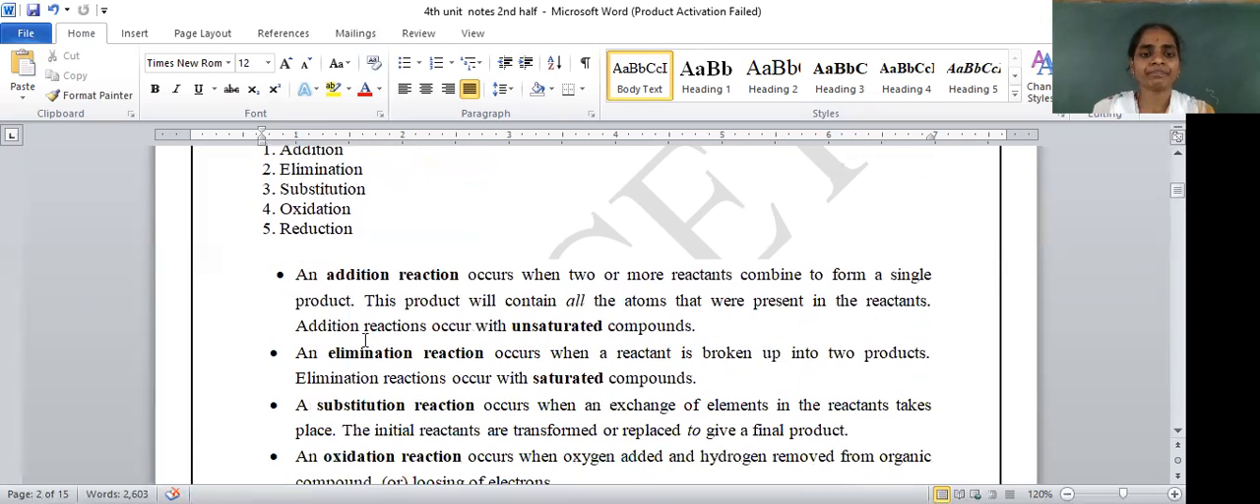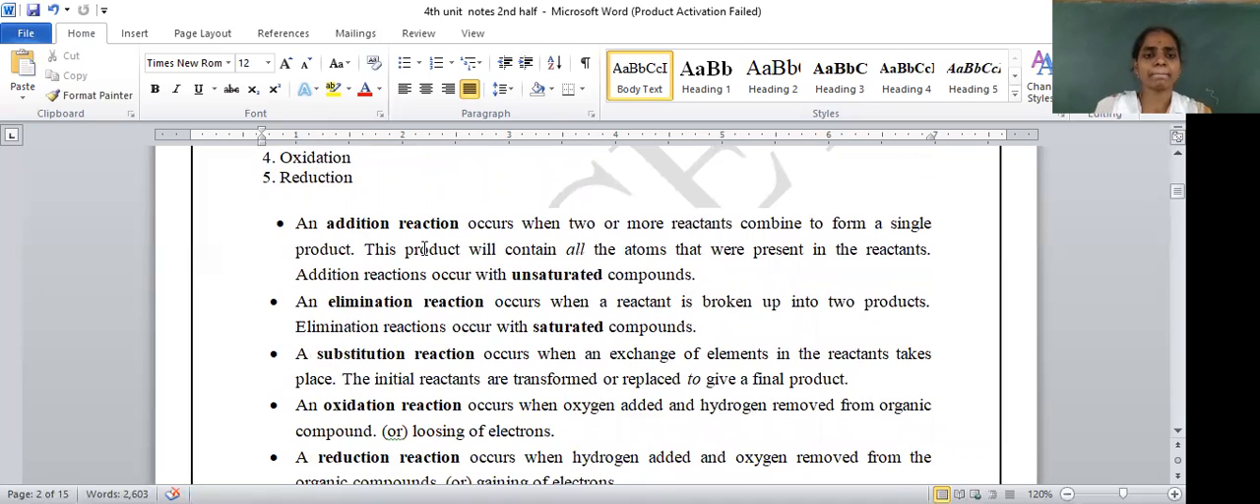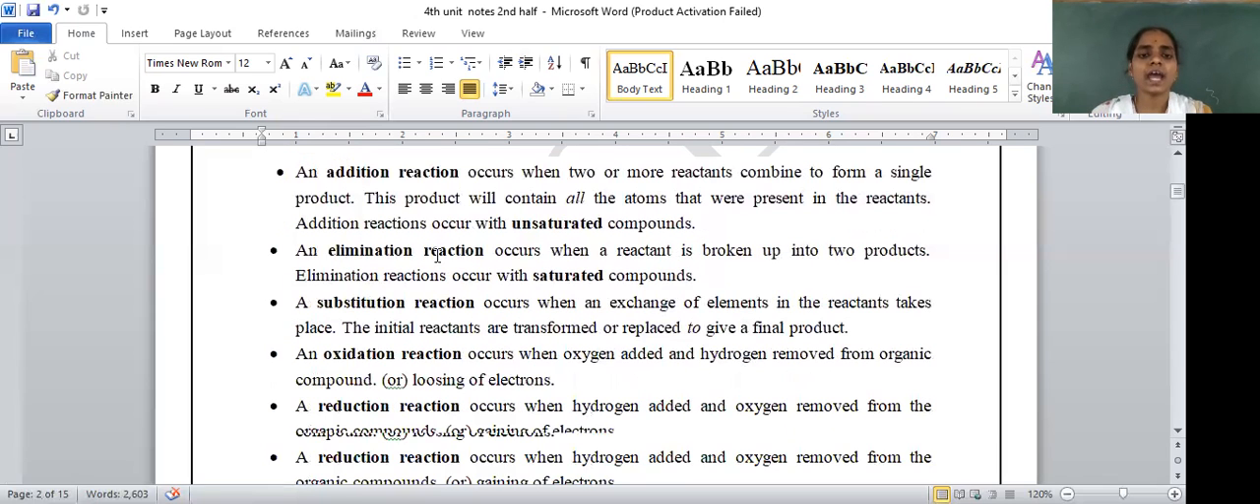So first is the addition reaction. What is meant by addition reaction? Addition is nothing but two or more reactants reacting with each other to form a single product. So when there is addition of groups or atoms to the substance, forming a single bonded product, such a product is called the addition product.